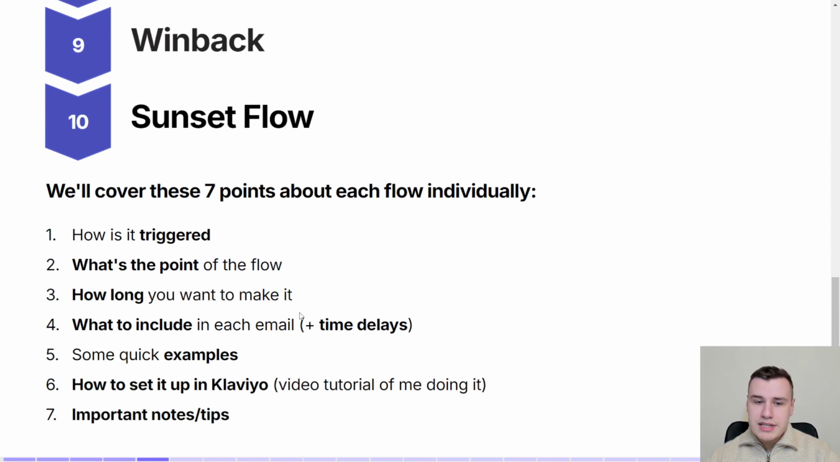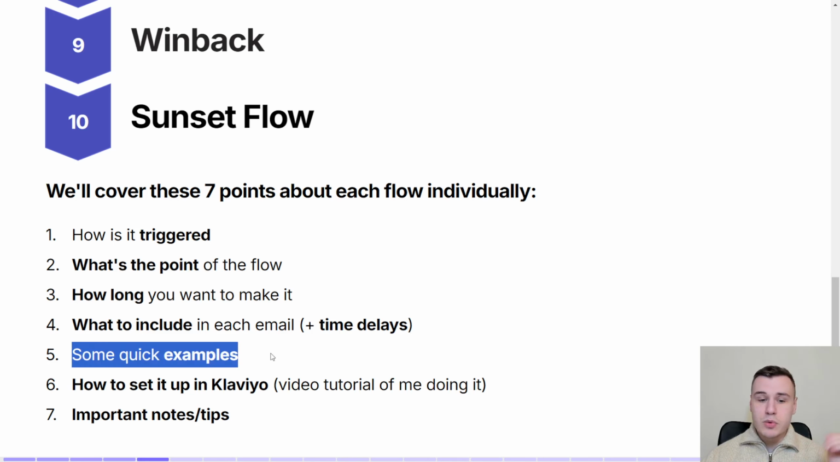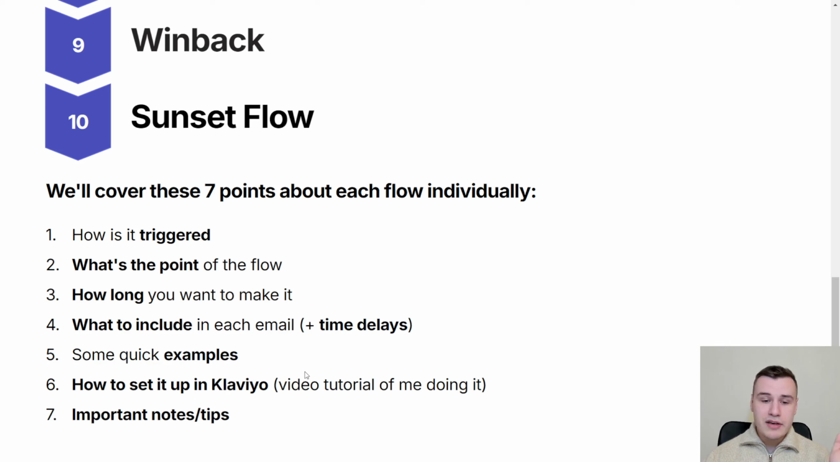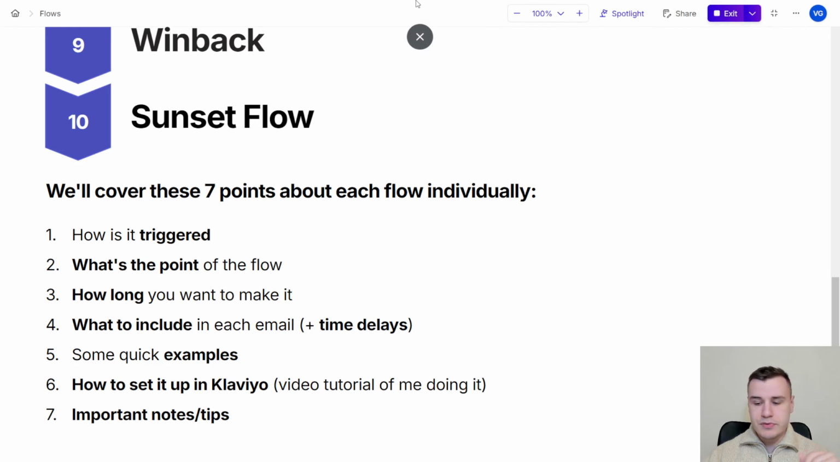Now we'll cover these 7 points about each flow individually, and this is literally everything you need to know. So how is it triggered? What's the point of the flow? How long you want to make it? So how many emails do you want to have in that sequence of emails? And what to include in each email, plus time delays, right? Some quick examples, how to set up in Klaviyo, a video tutorial of me setting it up, and finally important notes and tips to fully optimize the flow, right?